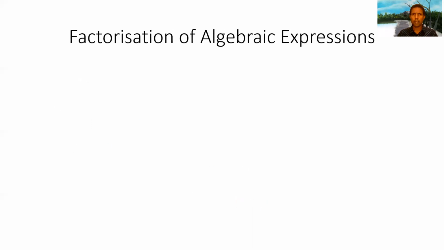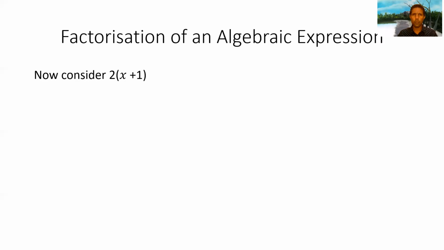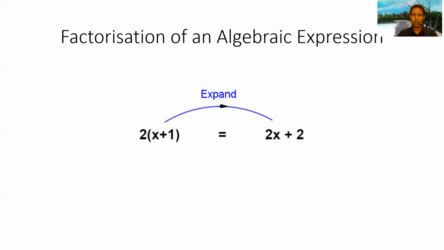To factorize an algebraic expression, consider 2 into x plus 1. If we expand 2 into x plus 1, we obtain 2x plus 2. The reverse process is known as factorization.